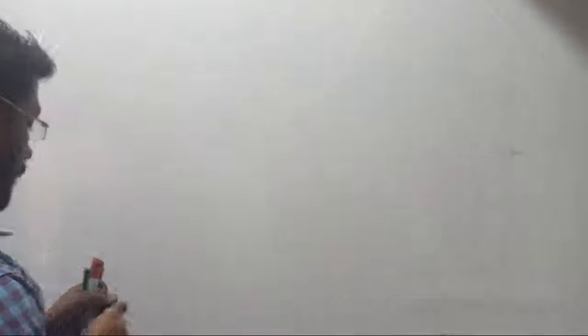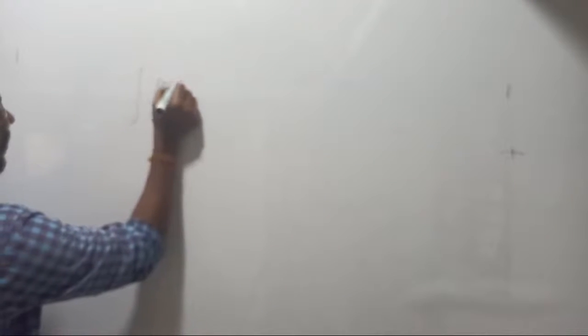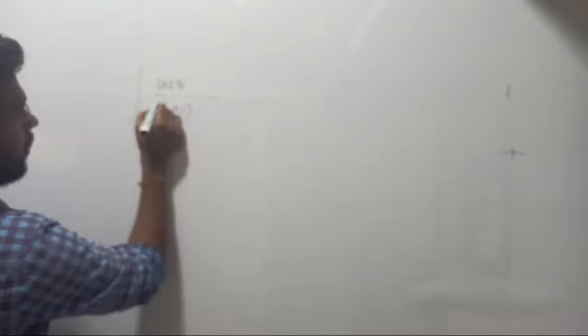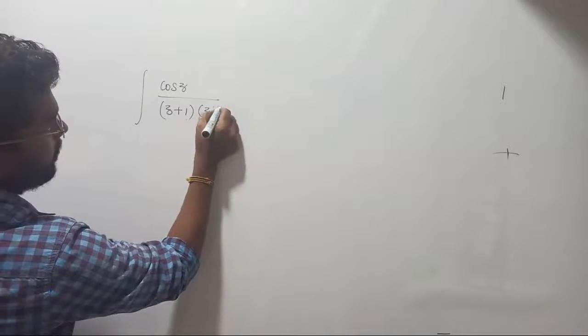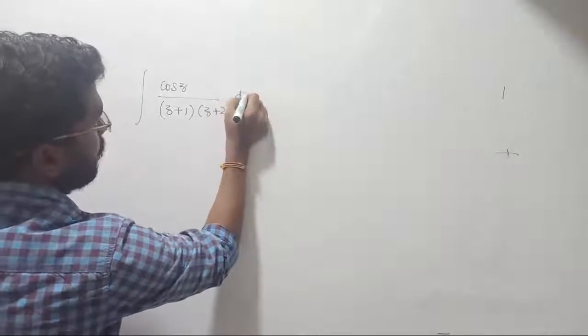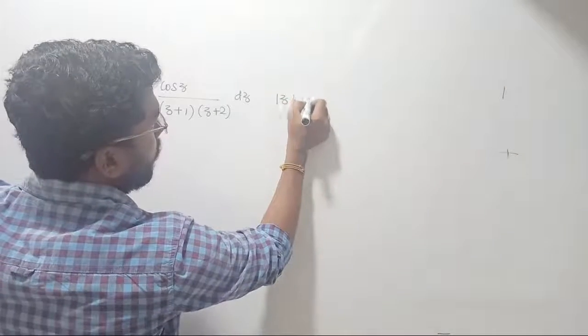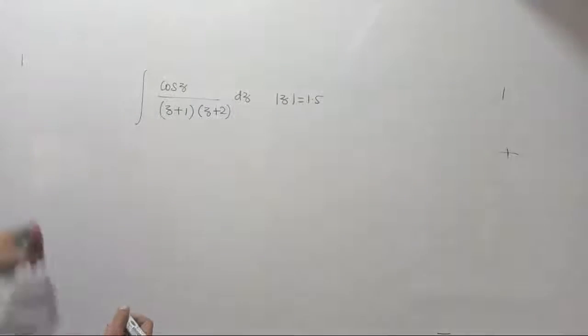What we are going to do in our next example: let us consider cos z upon (z plus 1) into (z plus 2) with respect to dz. The given contour is mod z equal to 1.5.